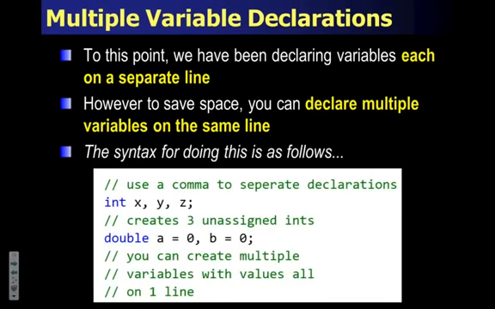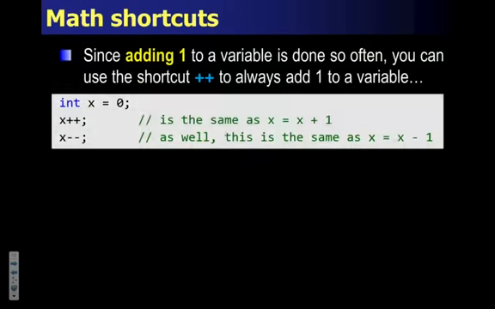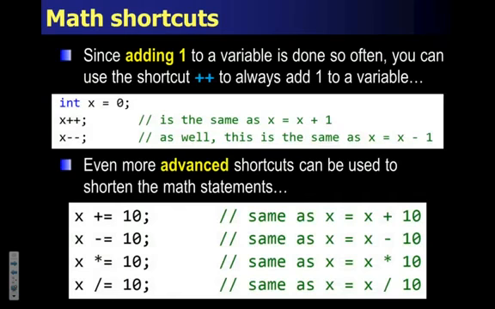Okay? So one example is you can actually create multiple variables on one line of code. We've done variables before, but you can actually do this: int x, comma y, comma z. That makes 3 variables in one line. You don't have to say int x, semicolon, int y, semicolon. You can even assign them values: double a equals 0, comma b equals 0, comma whatever. As long as you separate them with commas, you can do this. I'm not saying you should do this. I'm just saying you can do this. Okay? It's shorthand.